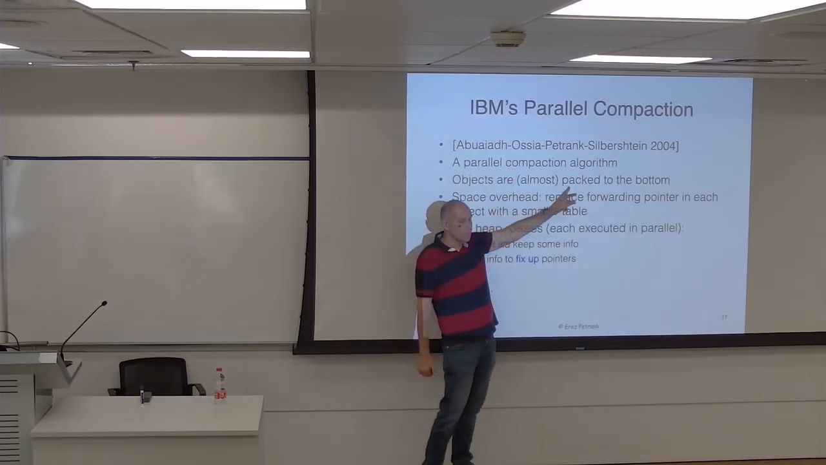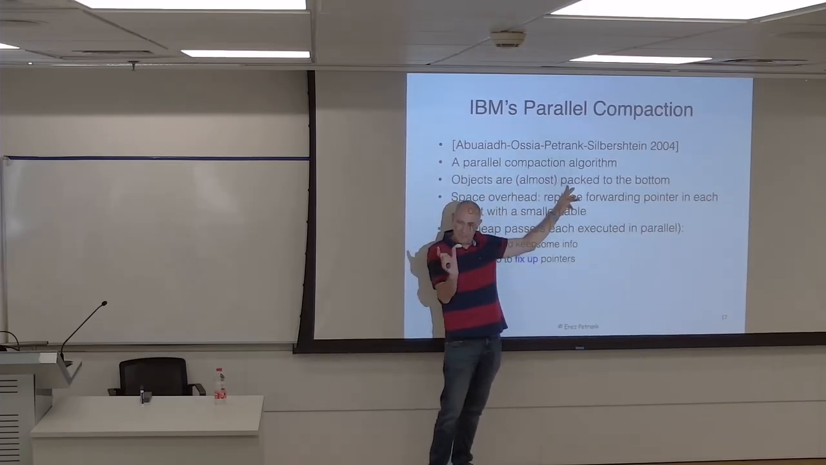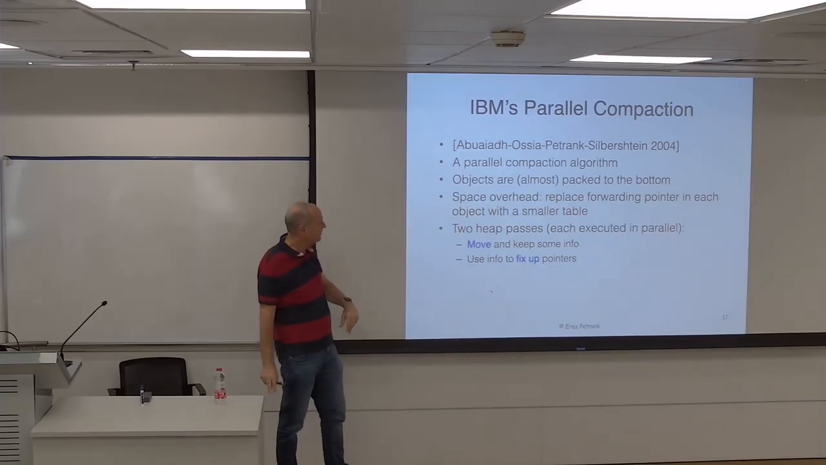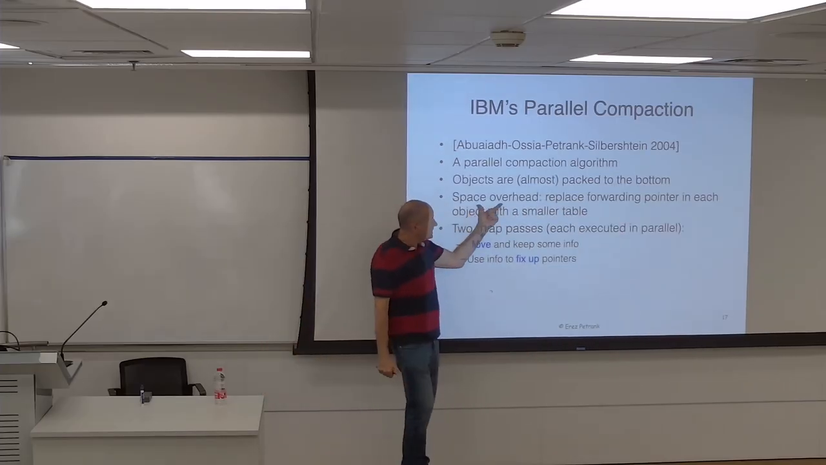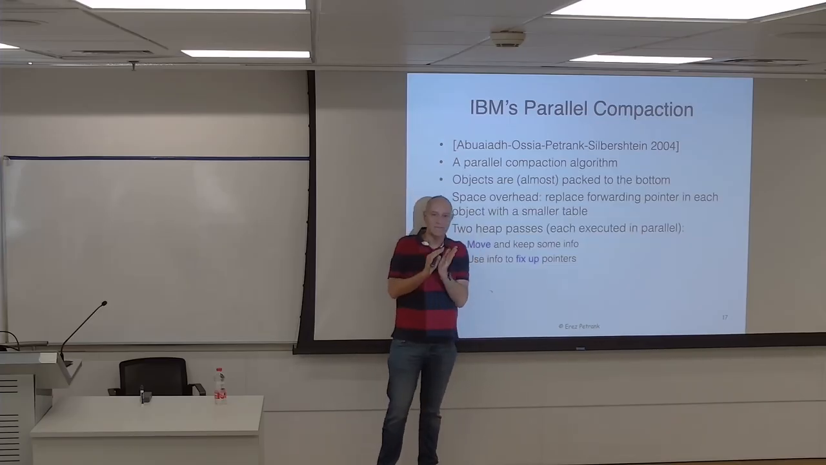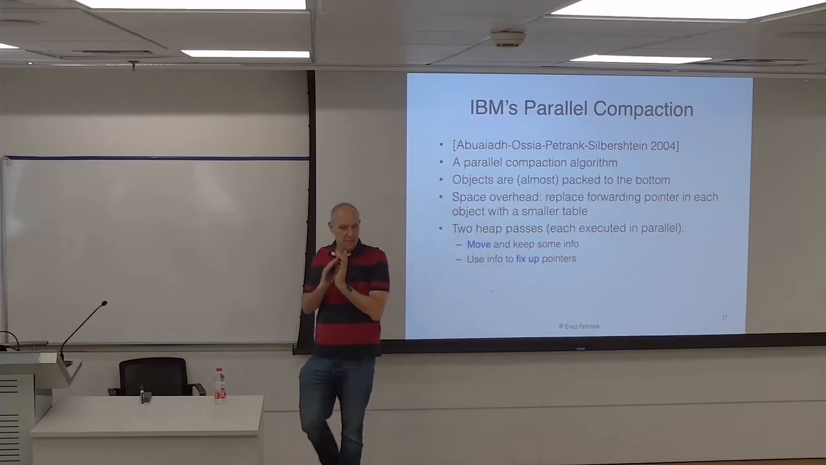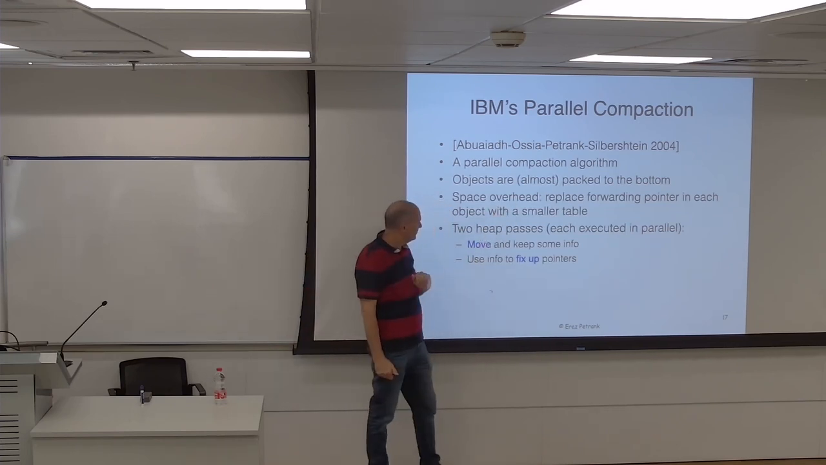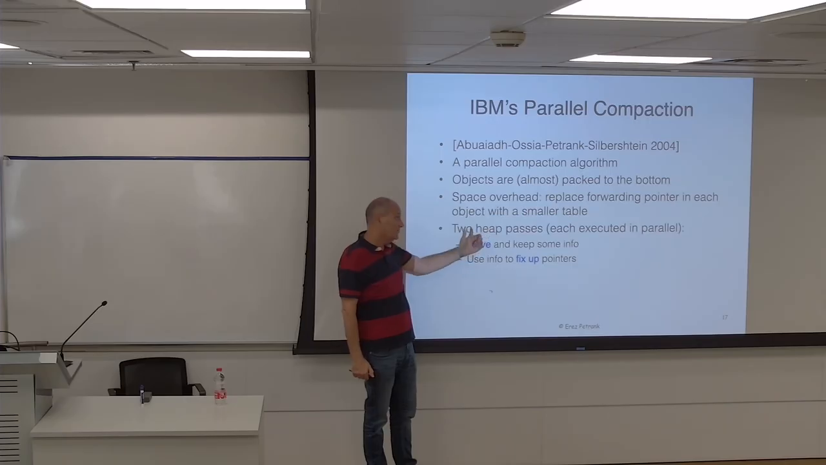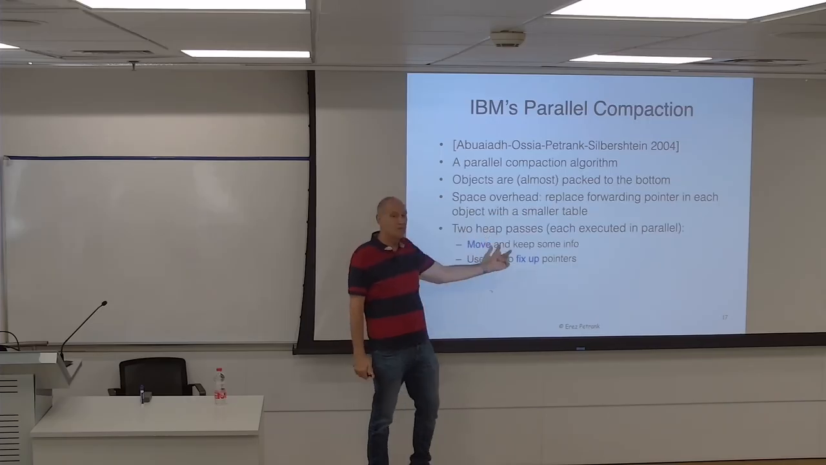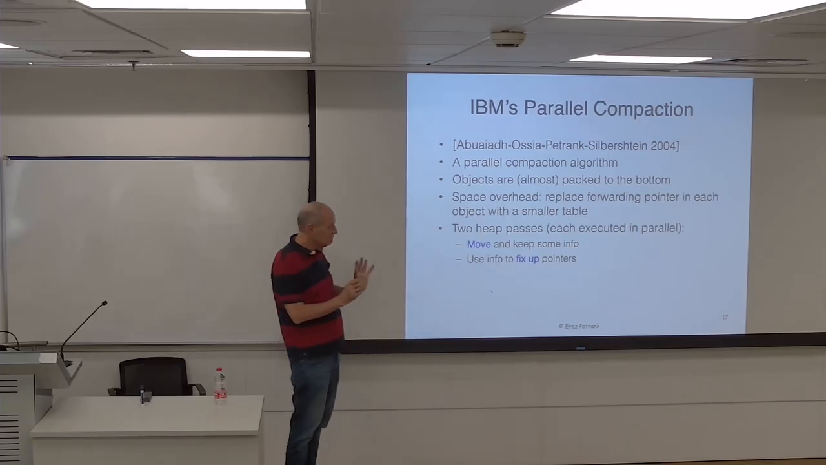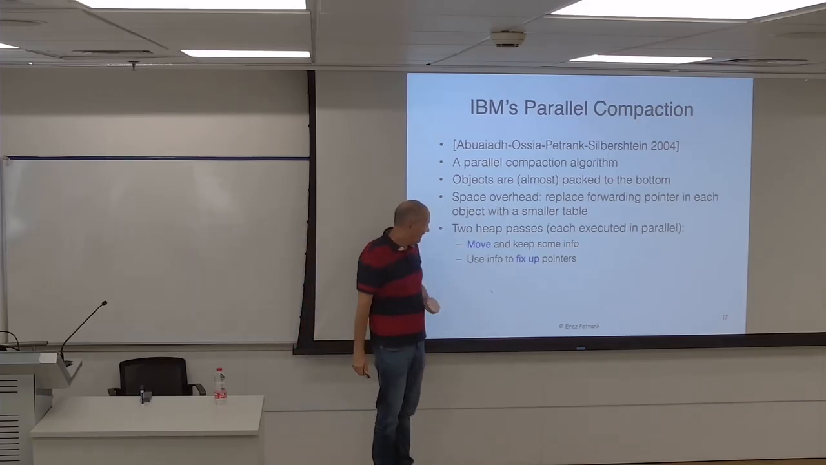Objects are going to almost be packed to the bottom. In Lisp 2, we have several piles. Here, everything is almost going to be packed. We'll talk about the almost, back to the beginning of the heap. Space overhead: we have something that's usually smaller than forwarding pointers. We'll have a space overhead that's not big, and we'll have two heap passes, and each of them will be executed in parallel. So we'll have almost everything that we want.